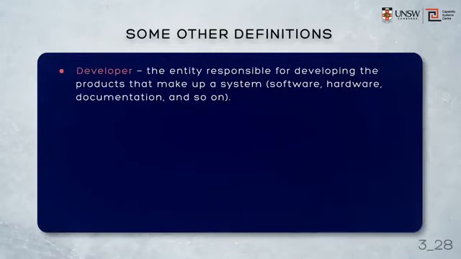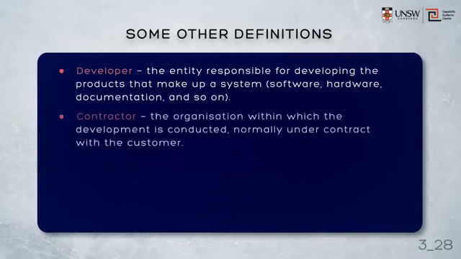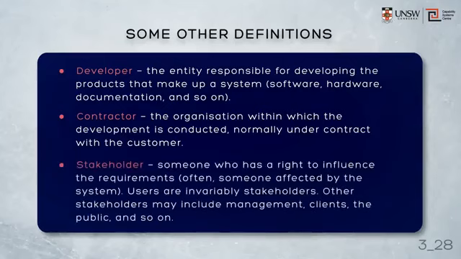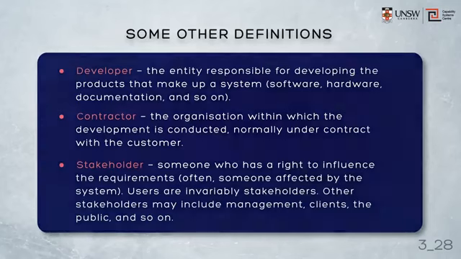Now, that developer is the person responsible for developing the products that make up the system. That developer could be in-house, but most likely these days the developer is part of a contractor organisation. And the contractor is the organisation within which the development is conducted, and as we said before, normally therefore under contract with the customer to do the development. We also mentioned a stakeholder, and a stakeholder is anyone that's got the right to influence the requirements, sometimes more generically called anyone that's affected by the system. Users are invariably stakeholders, but other stakeholders may include management, clients, the public, and so on.